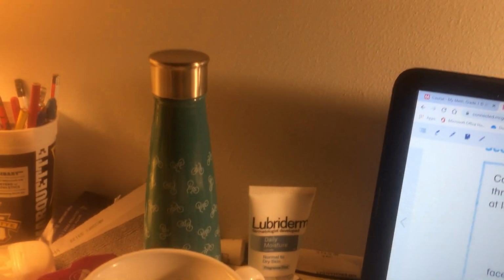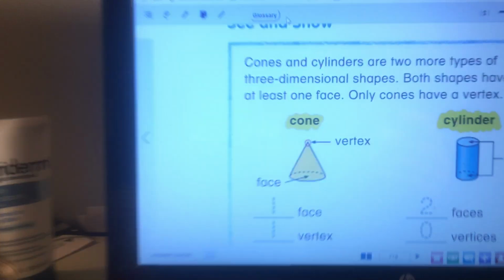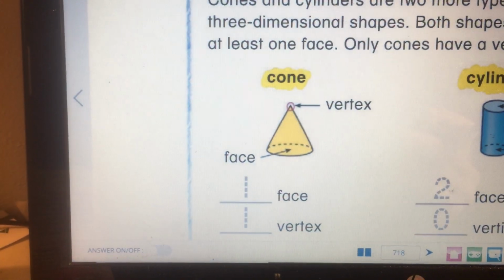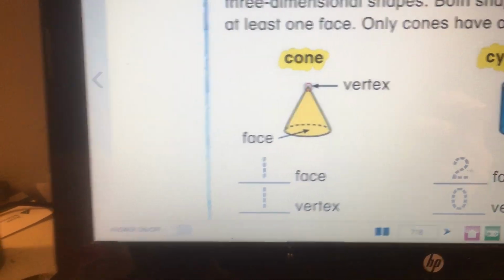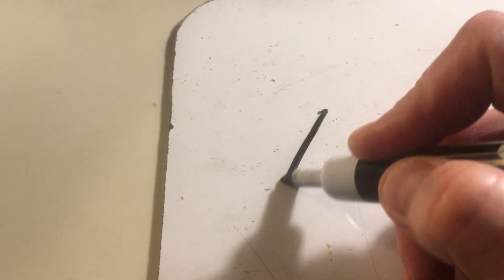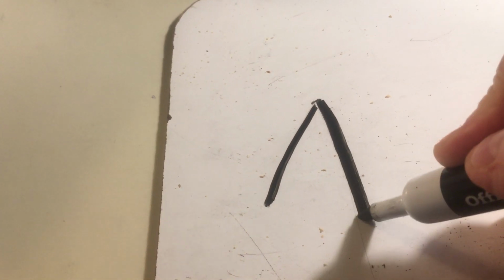Okay. So now, if you wanted to draw these shapes, let's start first of all with the cone. A cone kind of looks in some ways similar to a triangle. It's because it's got a point at the top. So let's start with a point at the top. And then you can make your two sides like that.